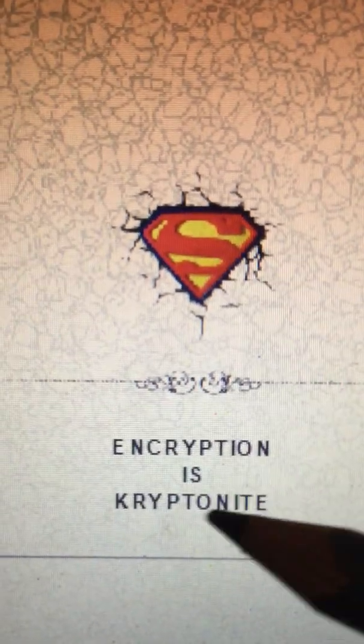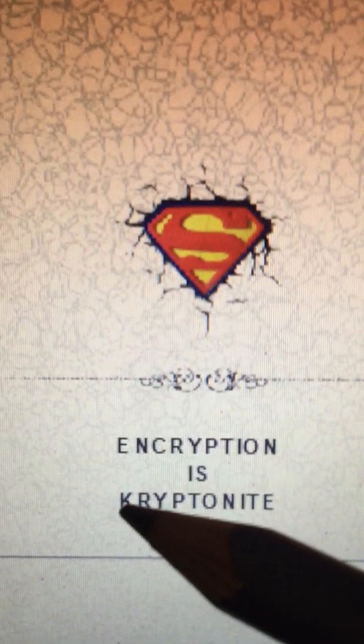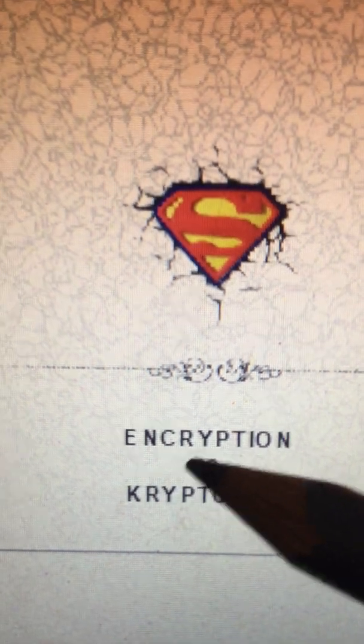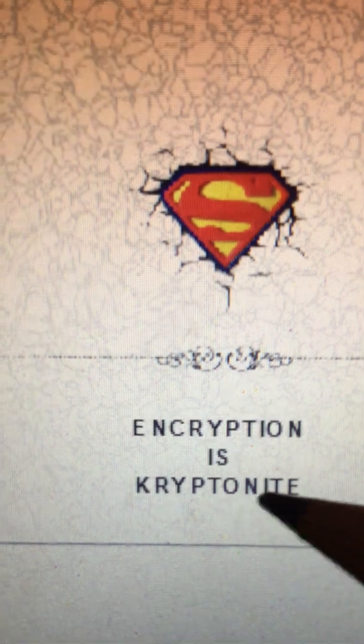But this is different. So we got the E, the N, the C, the K, the R, the Y, the B, the T, the I, the O, the N. Each letter appears twice: E, E, N, N, R, R, Y, Y, B, B, T, T, I, I, O, O, N, N.